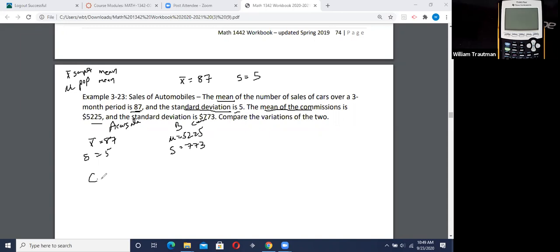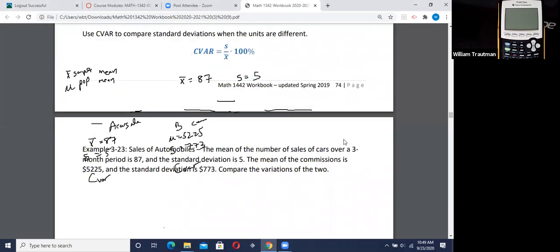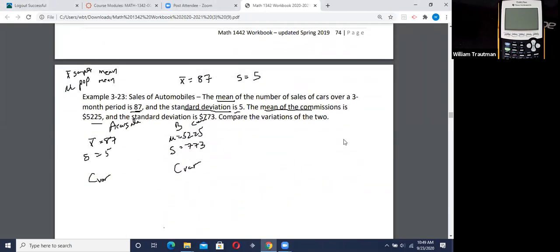Compare the variations. Compare the coefficient of variations. When you compare two variations, that's the coefficient of variation. And if we scroll up just a second, just to look at that formula again, S over X bar times 100.